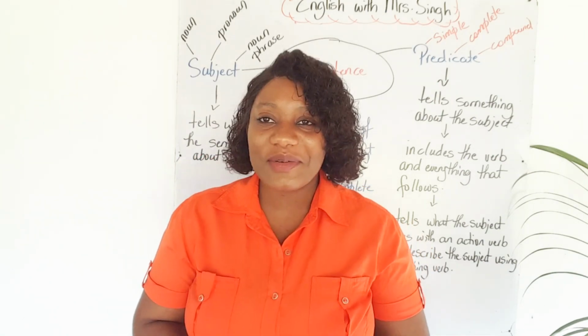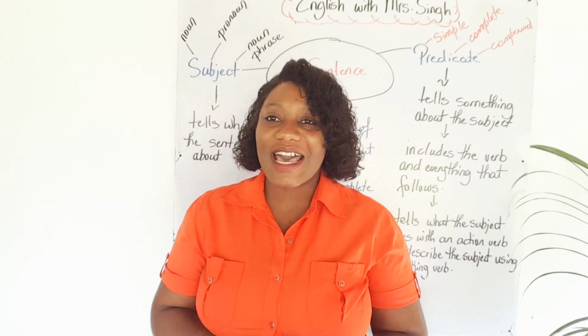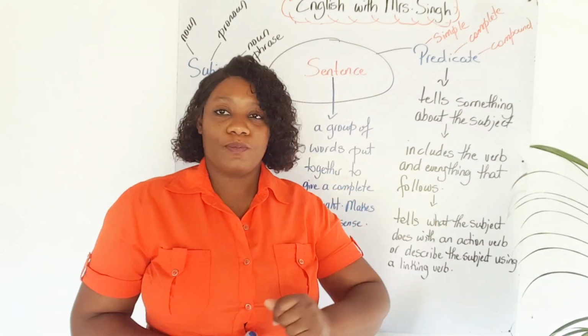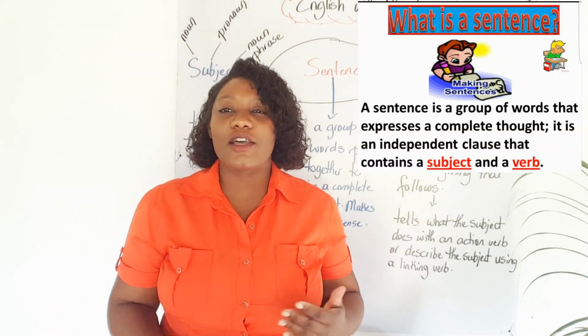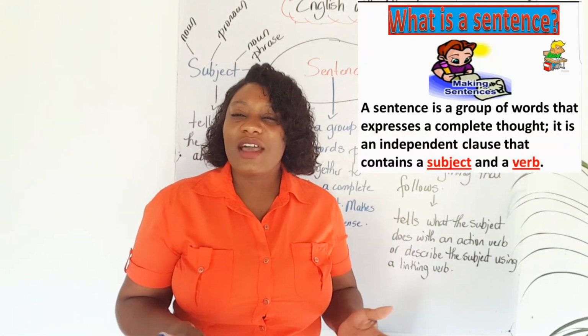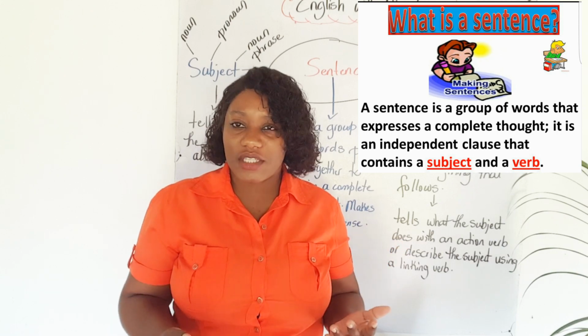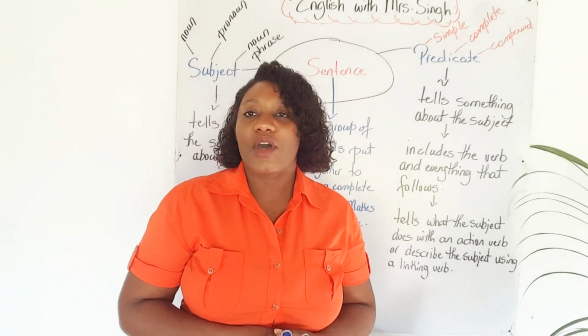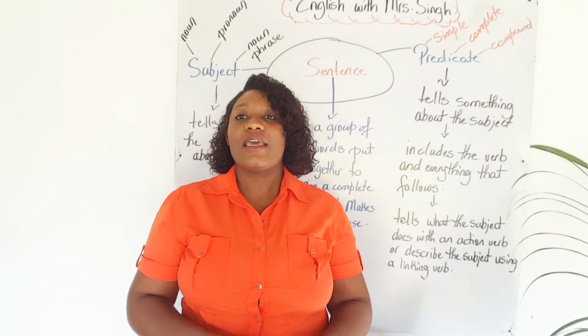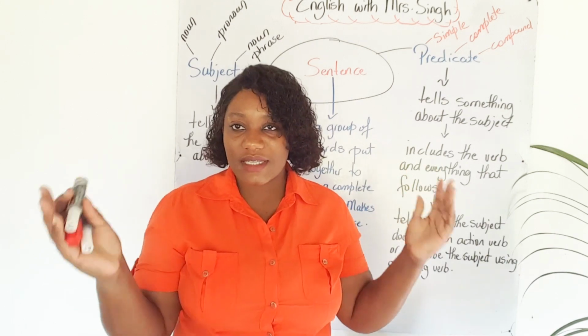Today we are going to be looking at sentences and the different parts that a sentence has. Alright, so let's jump into it. What is a sentence? A sentence is a group of words put together that gives a complete thought. It must make complete sense. For it to be a sentence, it has to make complete sense.